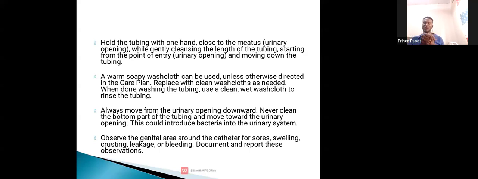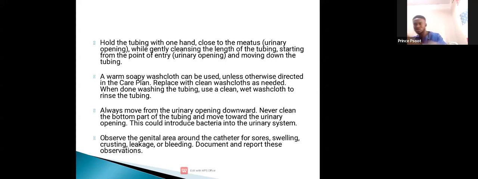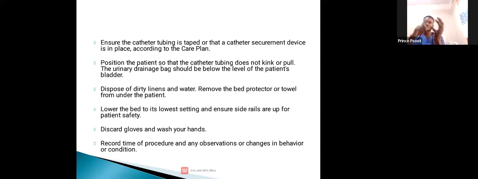So observe the genital area around the catheter for sores, swelling, crusting, leakage, or possible bleeding. Then document and report these observations. Ensure the catheter tubing is taped or that a catheter securement device is in place according to the care plan. Then you position the patient so that the catheter tubing does not kink or pull. The urinary drainage bag should be below the level of the patient's bladder.